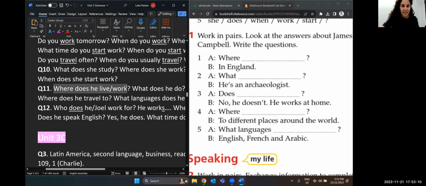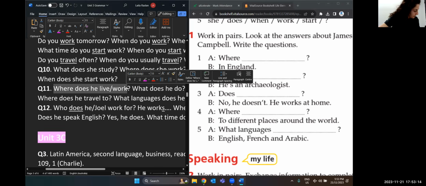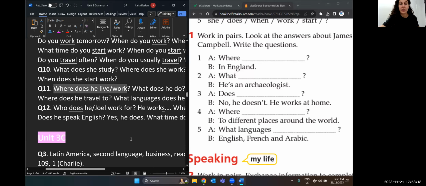Where does he work? Could be where does he live? But yeah, it could be as well, where does he work? Where does he live? Yeah, in England. What would question 2 be?